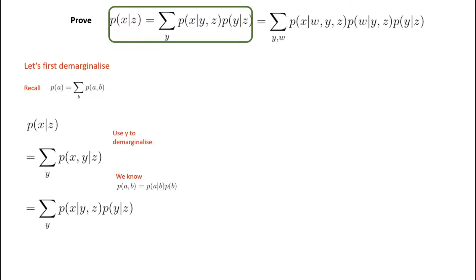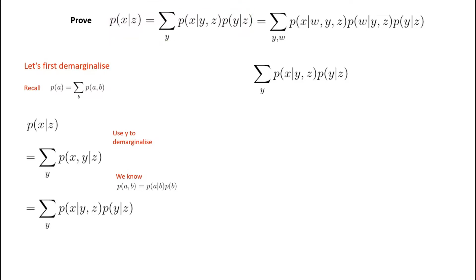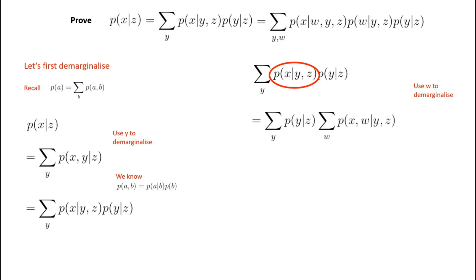Okay, now onto the second half of the proof. We need to start with where we've got to so far and apply the same old tricks we've been using. First, we're going to look at this bit inside the summation and say, why don't we demarginalize this with respect to w? Because we can see that we want a summation over w in our final answer. And doing that, we get this, where our demarginalized form is this entire summation, replacing the probability of x given y and z.